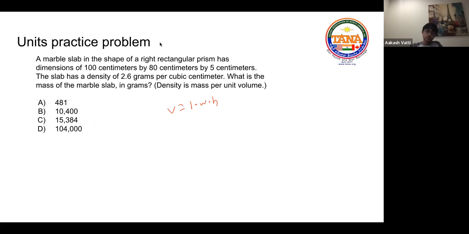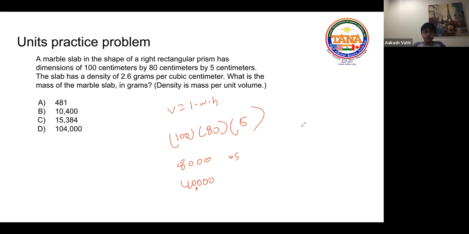Right, so I see multiple different answers. Around, I guess, 60% of you got this question right. So first thing we can do is, you know the formula for the volume of a rectangular prism is length times width times height. So you're given 100, which doesn't really matter which is length or width or height, times 80 times 5, which is 80 times 100 is 8,000 times 5, which is 40,000. And so that is your volume.